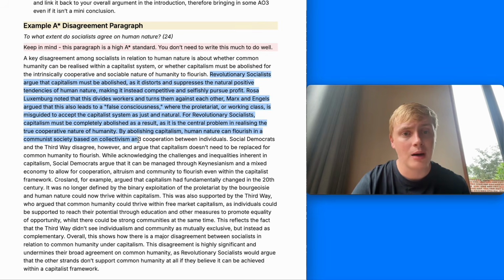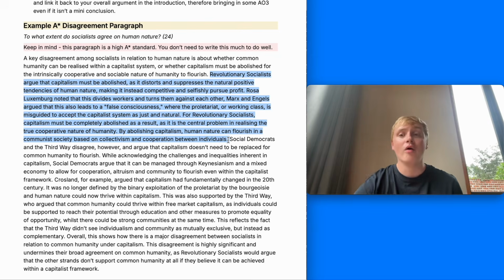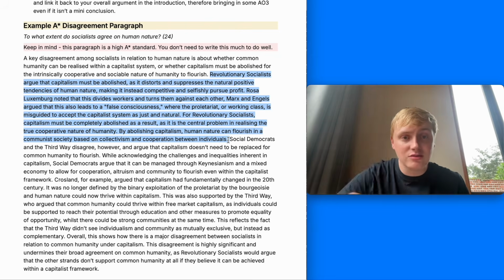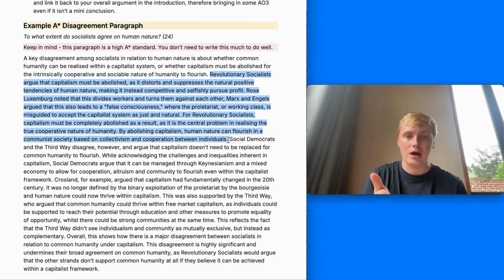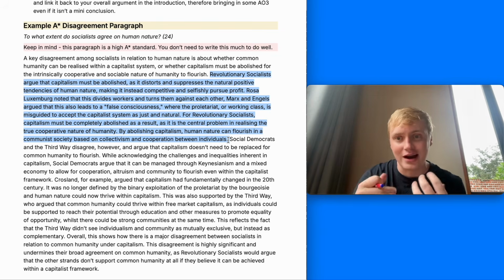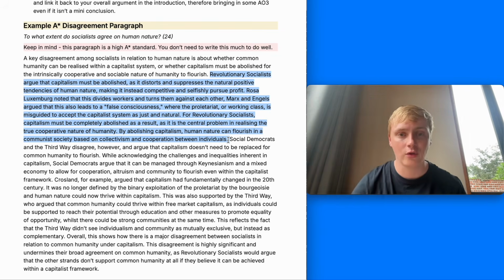We're then going into revolutionary socialists, explaining what they think, how they think capitalism needs to be abolished, why they think it, and bring in a couple of thinkers. You only do two, but we brought in two here, just I think it's relevant too. So we're quoting, explaining what the thinkers support, and using those thinkers as examples of the strand to show how revolutionary socialists hold this view.